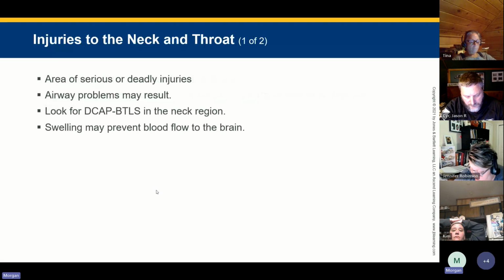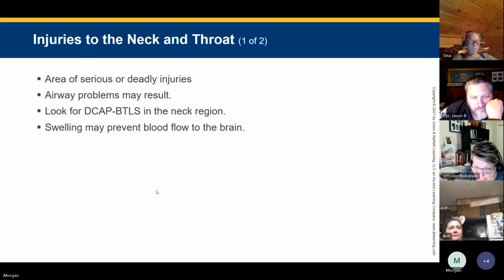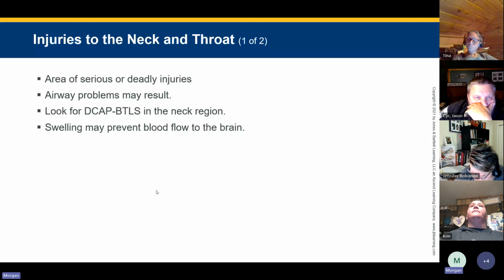Neck and throat are an area of serious, deadly injuries. Airway problems may result from trauma. If they're bleeding, especially with trauma around the airway, you want to control the bleeding so they don't aspirate or choke. Swelling prevents blood flow to the brain. There's nothing you can do, just transport and keep them warm. If there are any open wounds in the neck, cover them up, because you don't want an air embolism.